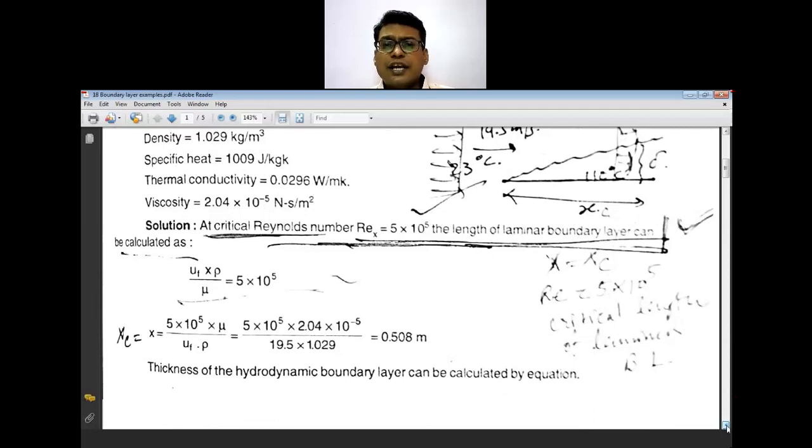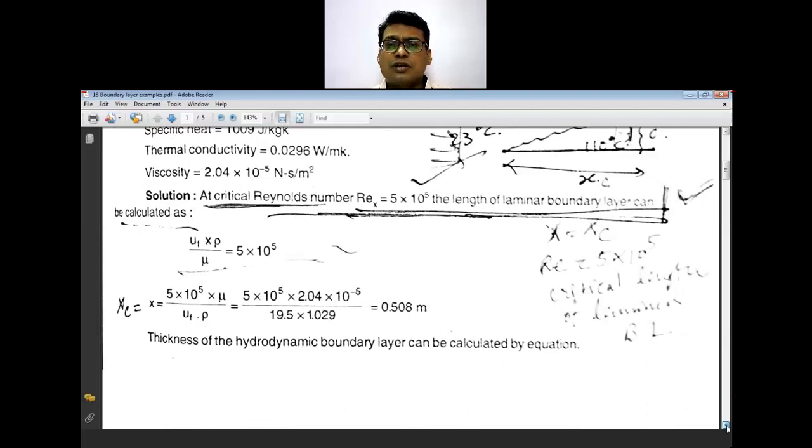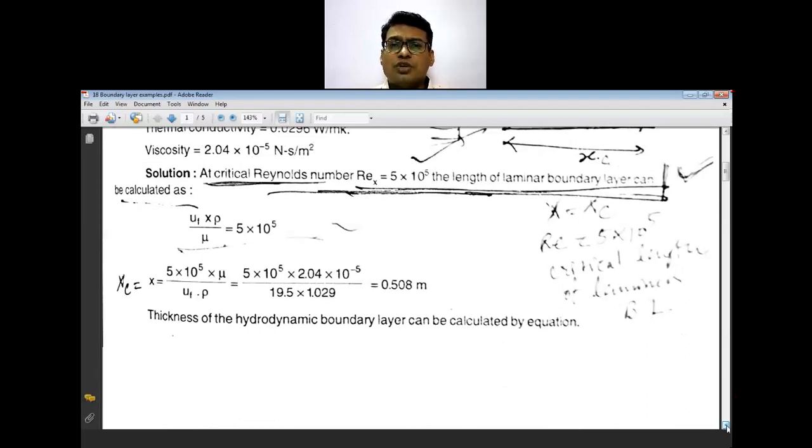Now, at a critical Reynolds number, what critical Reynolds number? That is the transition from laminar to turbulent conditions. So this is the critical Reynolds number, which is equal to 5 into 10 to the power 5, and it is represented by Re_c. So the length of this boundary layer at this critical Reynolds number is to be calculated. Reynolds number has the formula x u rho upon mu, which is equal to 5 into 10 to the power 5. So we are going to calculate this x, the length.